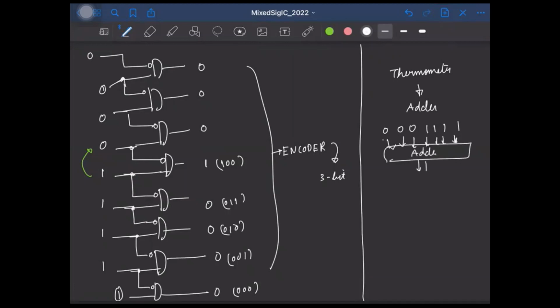That will give the 3-bit output, right? And the most commonly used architecture for this adder is a Wallace tree adder, because it's relatively faster and more efficient.